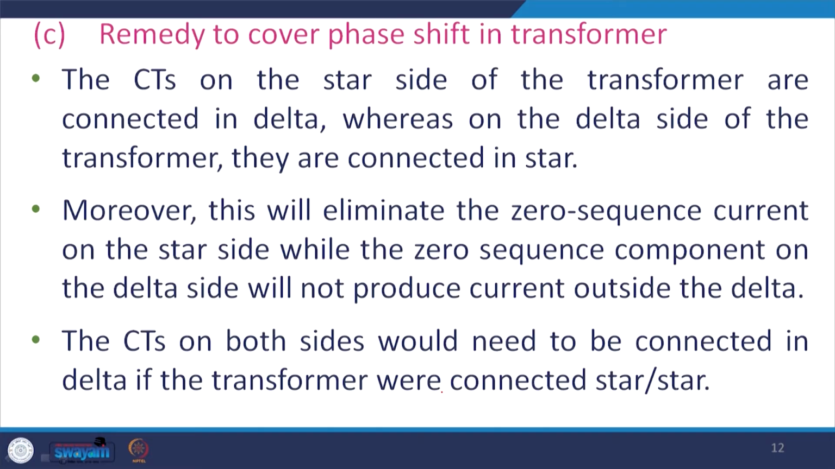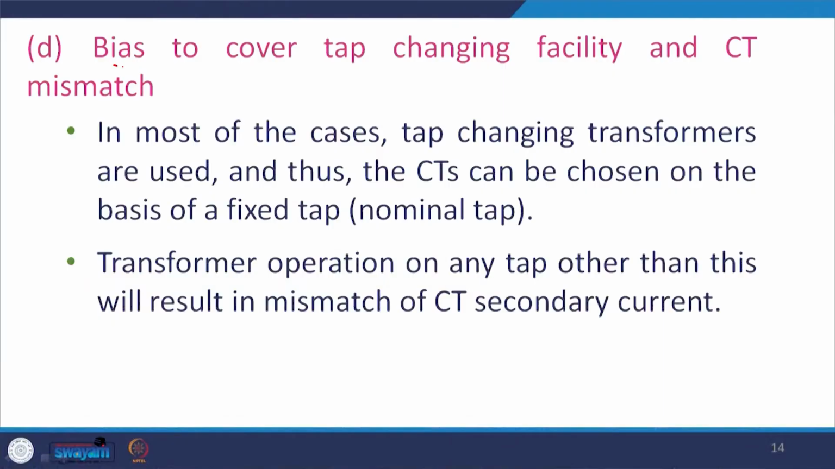Moreover, if we connect like this, it also eliminates the zero sequence current on the star side, while the zero sequence component on the delta side is not produced outside the delta; it remains circulating inside the delta. On the other hand, if I use a star star connection, then the CTs on both sides should be connected in delta. However, the star star connected vector group is normally not used; we use either dy1 or dy11.